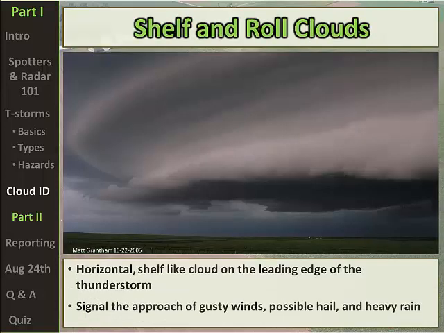And the first cloud we're going to look at in the cloud identification section is the shelf cloud. Shelf clouds are horizontal shelf-like clouds on the leading edge of a thunderstorm. A characteristic of shelf clouds is they usually extend over the entire horizon, and shelf clouds signal the approach of gusty winds, possible hail, and heavy rain.